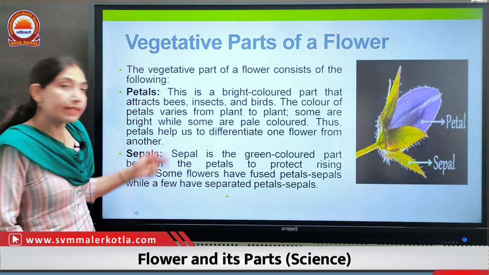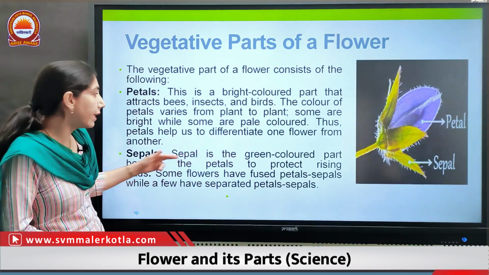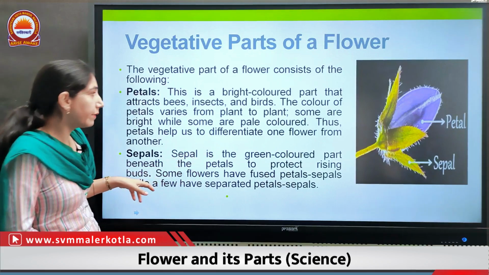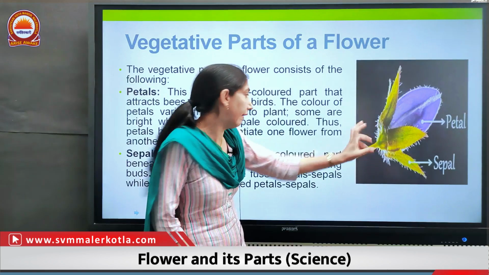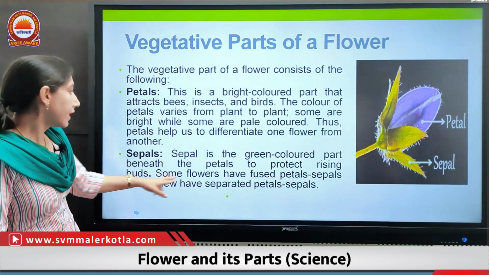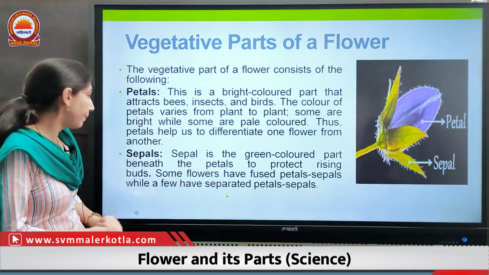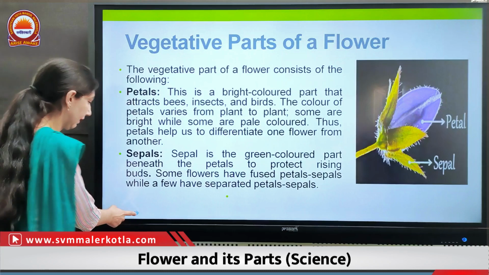And then sepals. Sepals are usually green colored. The sepal is the green colored part beneath the petals that protects the petals. Here we can see the sepals. They are usually green in color and they protect the petals. Some flowers have fused petals and sepals, while a few have separated petals and sepals.